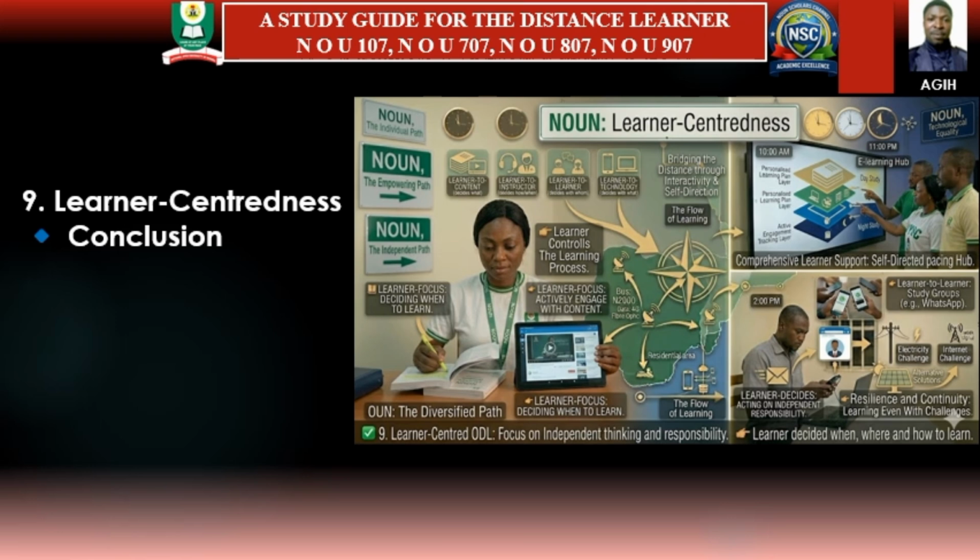In conclusion, open and distance learning is characterized by flexibility, accessibility, use of technology, and learner independence. I want you to understand that ODL is not just an alternative. It is becoming the future of education, especially in countries like Nigeria.